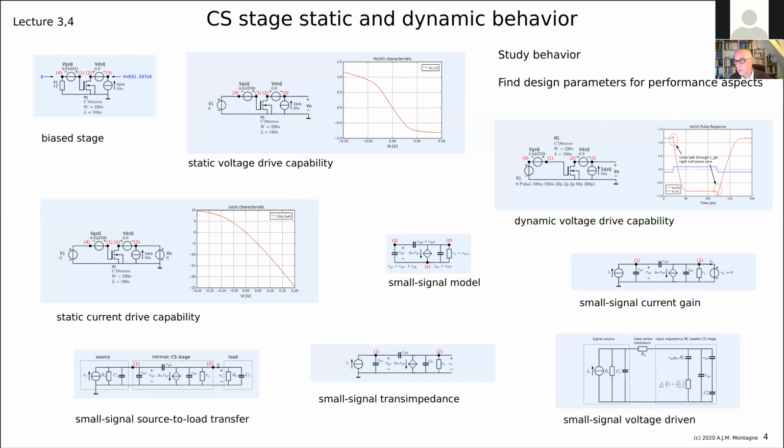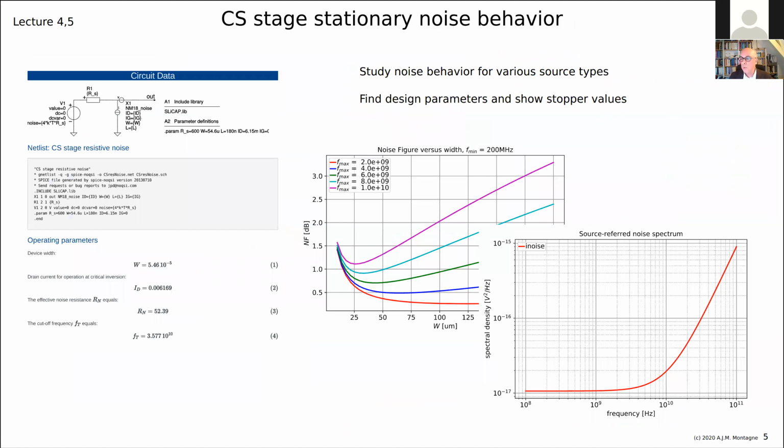Well, in this lecture, we will only do the static and dynamic behavior. And in the next lecture, we will dive into the noise behavior. So we will study the noise behavior of a single MOS transistor and, for example, study what noise performance can be achieved with such a transistor. Maybe the process isn't good enough. Maybe we have a showstopper. And it is useless to go on with your design if one of the essential things cannot be realized.